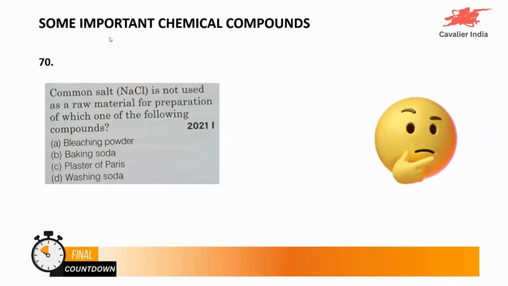Next, sodium chloride is not used as a raw material for the preparation of which one of the following compounds? Common salt is not used as a raw material for preparation of which one? A is bleaching powder, B is baking soda, C is plaster of Paris, D is washing soda. Plaster of Paris is obtained by heating what? Gypsum. Okay. So the option C is the right answer.